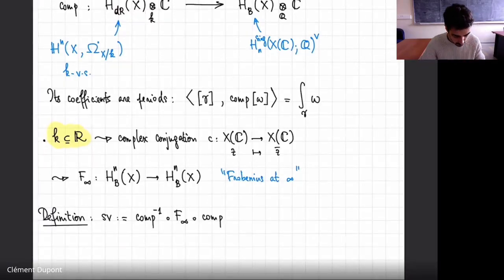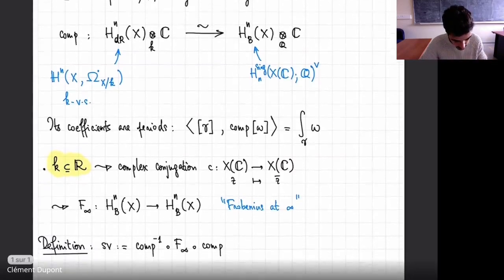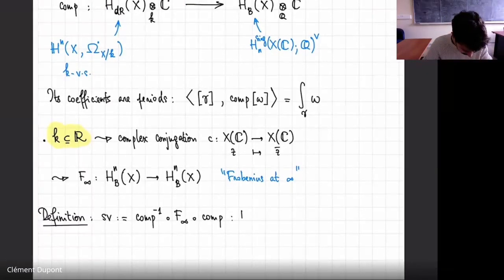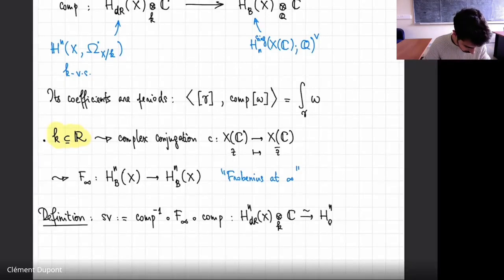So you just take F infinity, this Frobenius at infinity, this involution of Betti cohomology, and you pull it back to an involution of this guy via this isomorphism. And so this now is an involution of the de Rham cohomology tensored with C. It's a C-linear involution of this space.